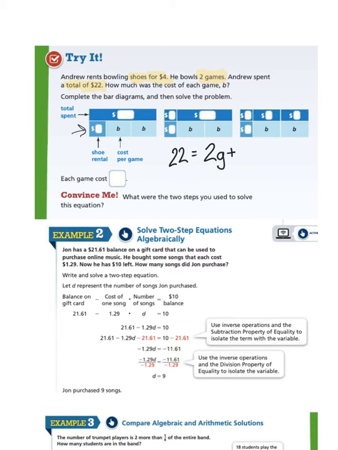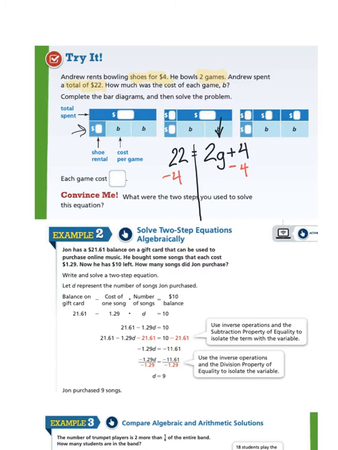We know he paid a one-time fee of $4 for his bowling shoes. Draw a line down from your equal sign. We want to eventually get G by itself. So first we have to deal with this plus 4. So we're going to subtract 4 from both sides.